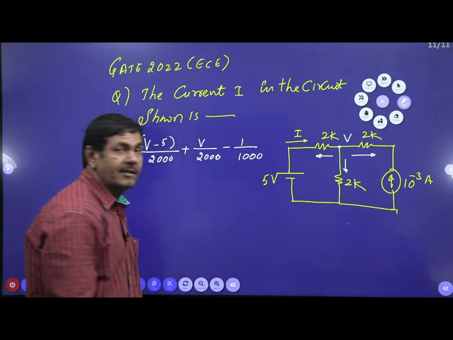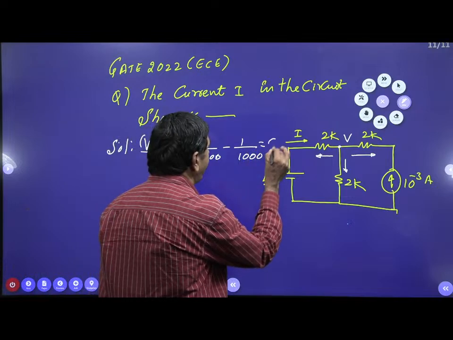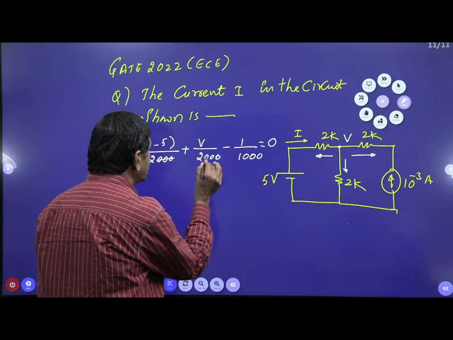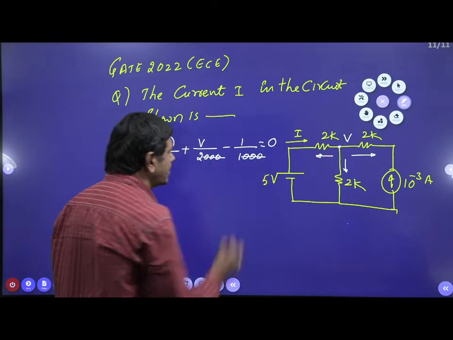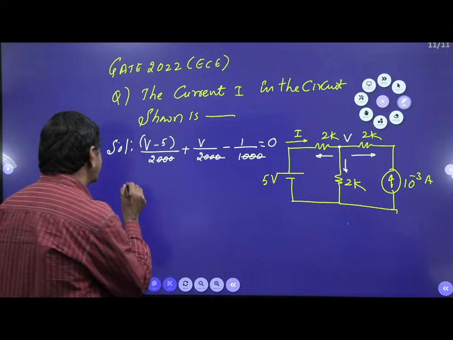1 by 1000 I have taken. Summation of all the currents equal to 0, you know very well, as per the nodal. Thereby cancel 3 zeros, 3 zeros and 3 zeros. LCM is nothing but 2. If 2 is the LCM, what can I get?